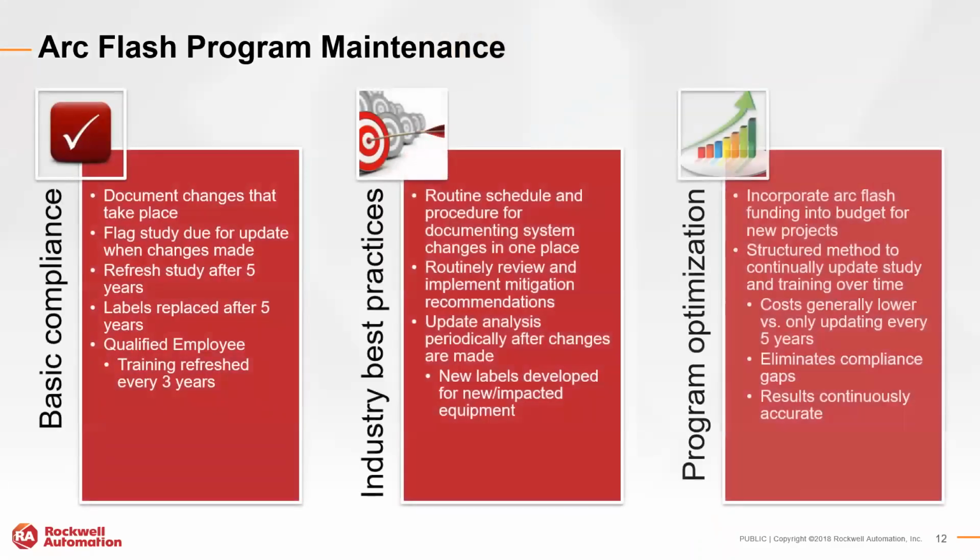To break that out into our 3 buckets again, from the basic compliance standpoint, it's helpful to document system changes whenever they take place. Whether you're unsure if they impact arc flash or not, it's good to jot those changes down and keep a running log or journal of what those are over time, so that when it comes time to update your study and you're ready to move forward with that, you have a targeted list of what needs to be updated specifically.